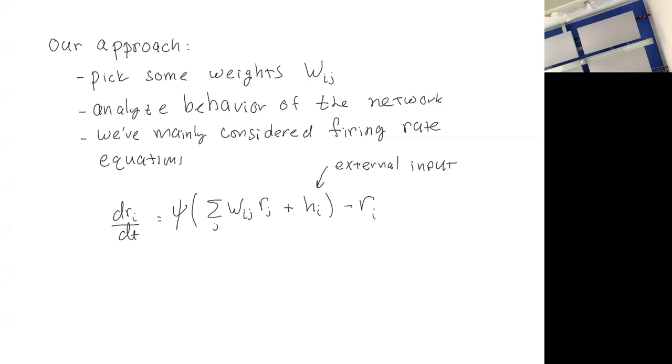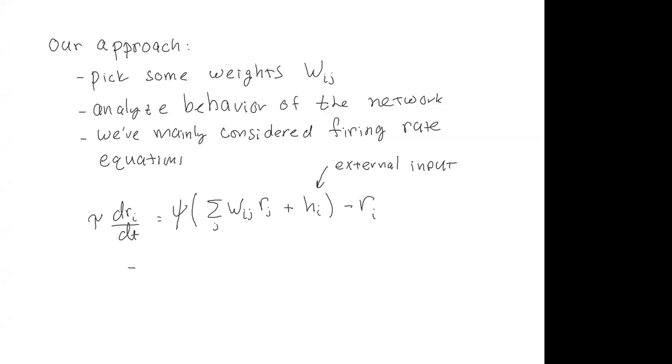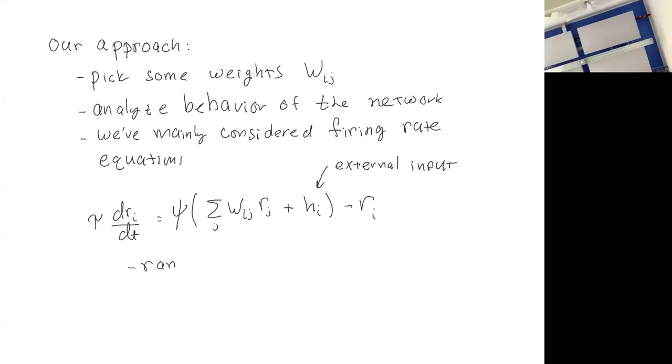So let me double check. Yeah, usually I put a tau here, a time constant. So this is really the set of equations we've been working on, with some exceptions, over the whole course. And what did we see? We considered randomly connected networks, which had surprisingly rich structure.